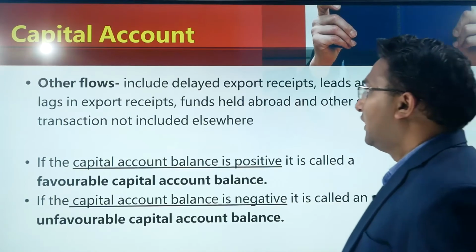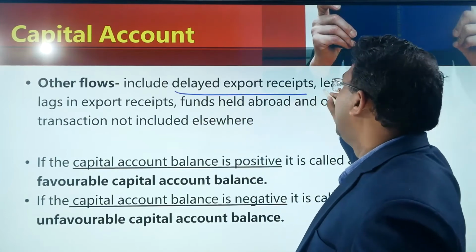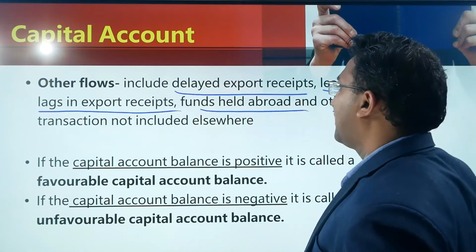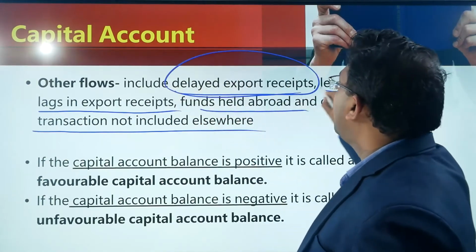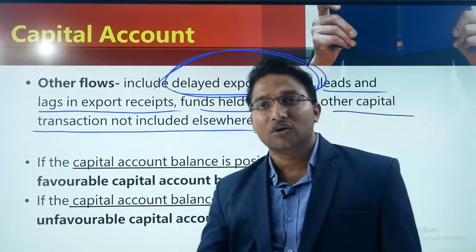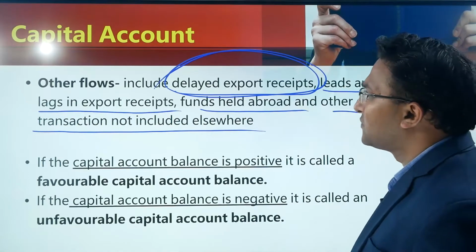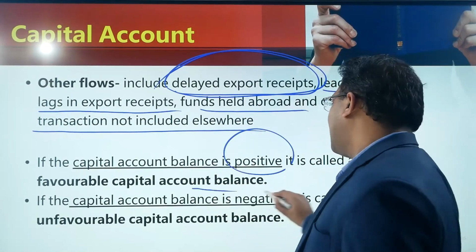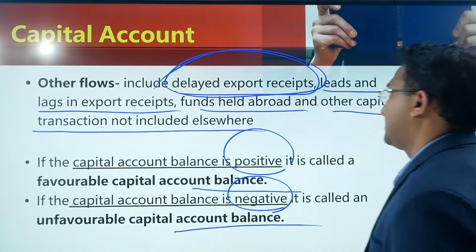Now other flows. What are the other flows in the capital account? Delayed export receipts, leads and lags in the receipt of export, funds held abroad, and other capital transactions not included elsewhere, right? So if the export receipts are delayed, that basically becomes an asset because that amount is due to us but we have not received it. Last year it might have come in the current account, but because this was pending, this becomes part of the capital account. If the capital account balance is positive, then we call it favorable capital account balance. If the capital account balance is negative, then it is called unfavorable capital account balance.